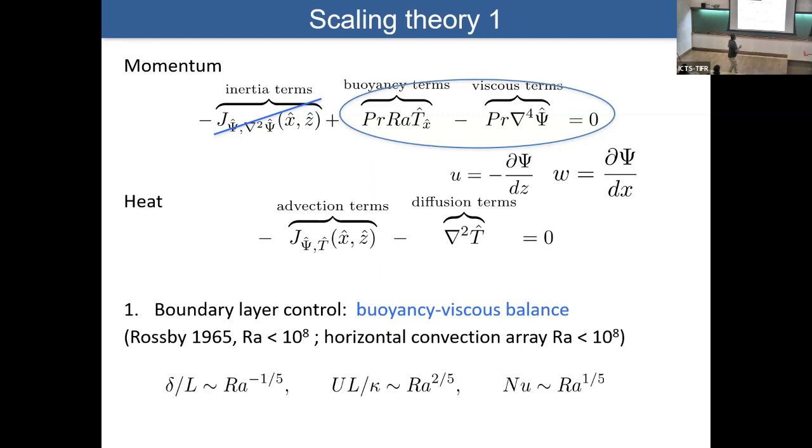When we are in a very low energetic stage, the inertia term is not important. It has the buoyancy and viscous terms, and your heat equation has two terms, okay? Two equations, two unknowns. You get the scaling relation. Happy?